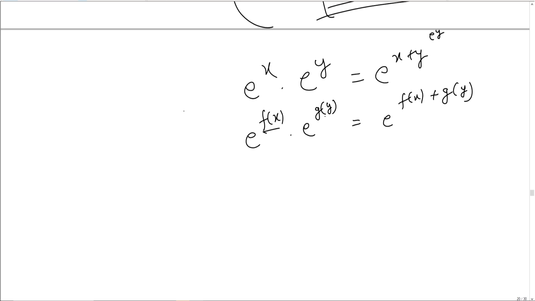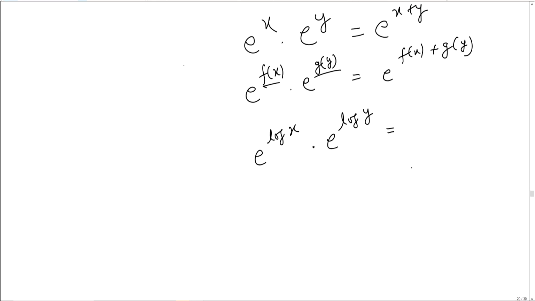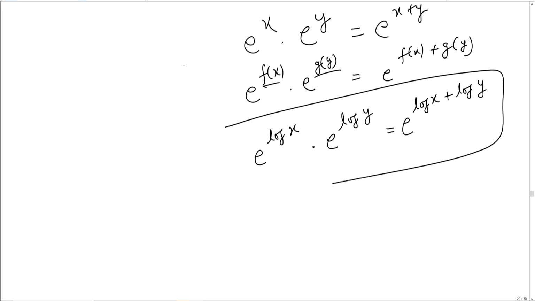So, what if, rather than f of x and g of y, I write e to the power log of x into e to the power log of y, okay, on this side. And then what would be my right hand side? It would be e to the power log x plus log y. Okay. So, this is the form I am getting.